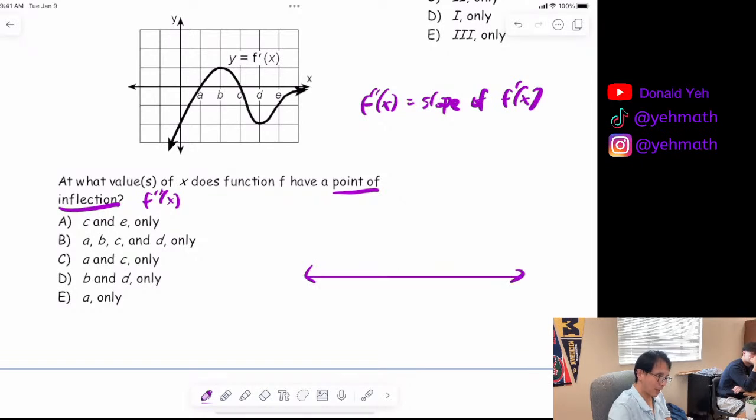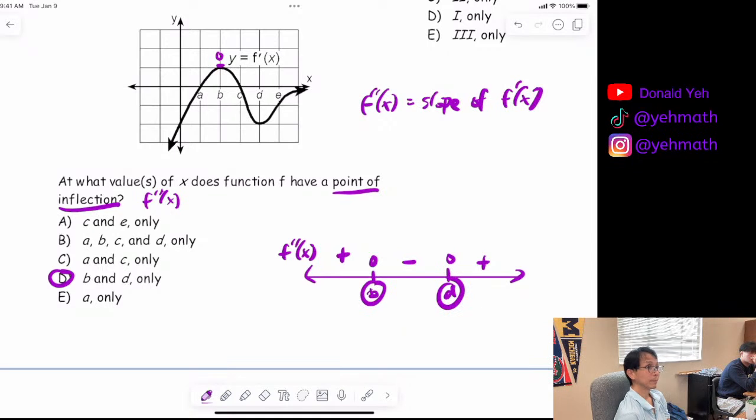In this number line test, I'm not going to label anything else. I'm going to label f double prime of x. The slope is equal to 0, just like what he says, which happens at b. And also at d, the slope is actually 0. But before that, the slope is positive, then negative, then positive. So points of inflection occur at b and d. If it was negative, positive, negative, would it not be B and D? It would still be, because the inflection point is basically the sign change.